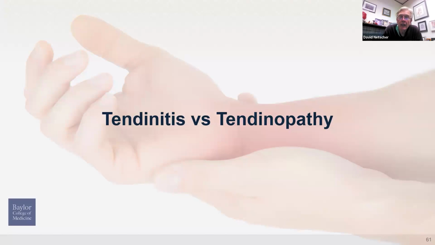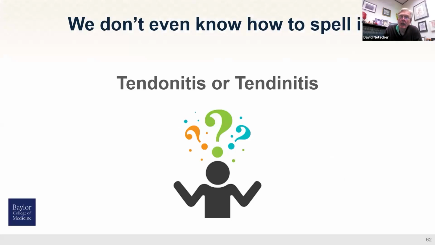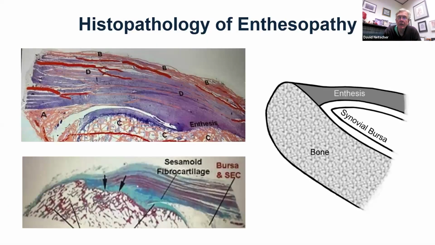So is it a tendinitis or is it a tendinopathy? Well, we don't see inflammatory cells, so by definition, we now call all of these a tendinopathy. But we don't even know how to spell it. Is it tendinitis with an O or tendinitis with an I? So it's just to show how confused we are over all of this.